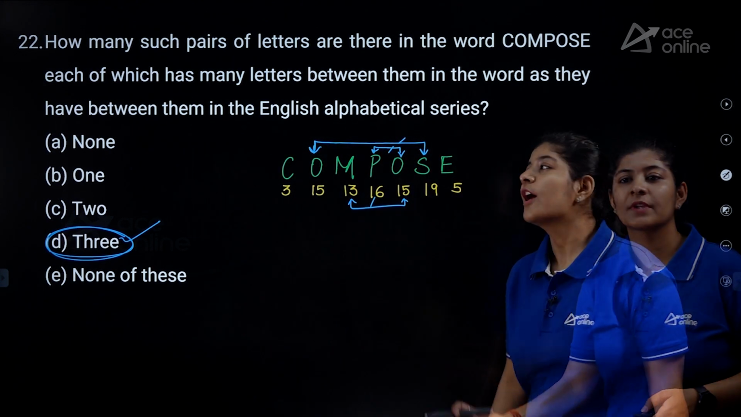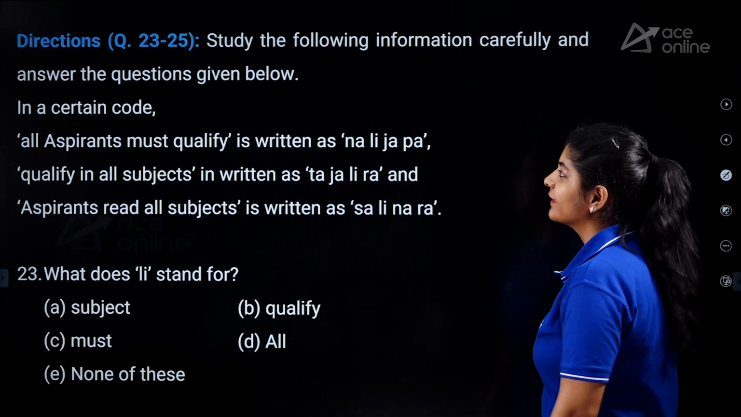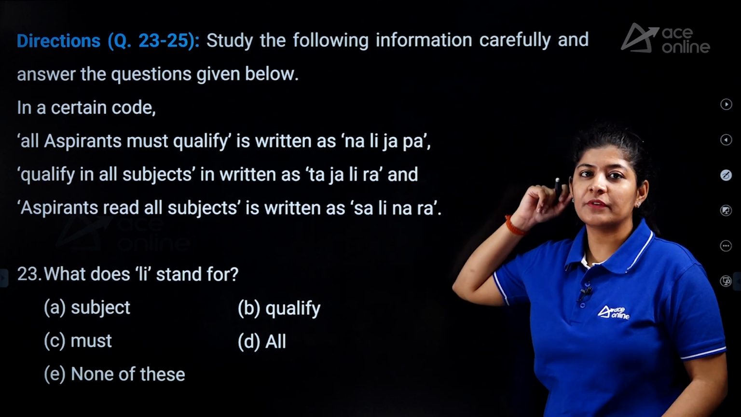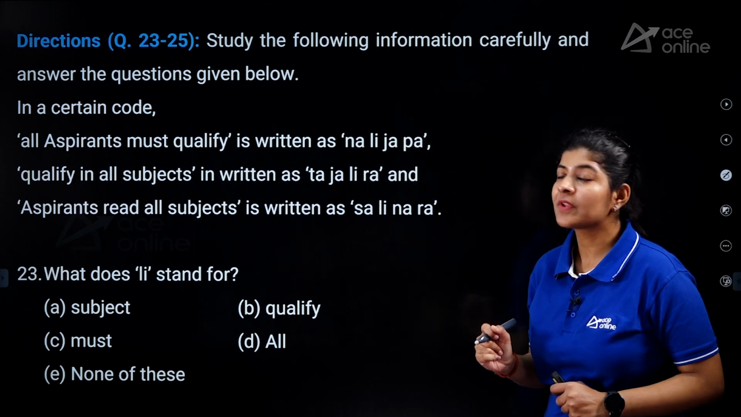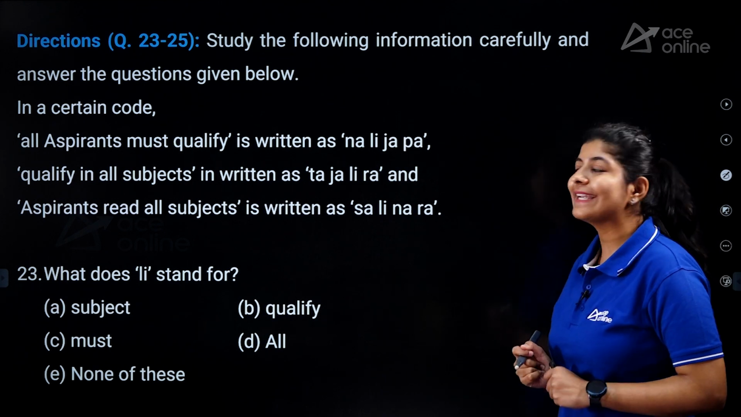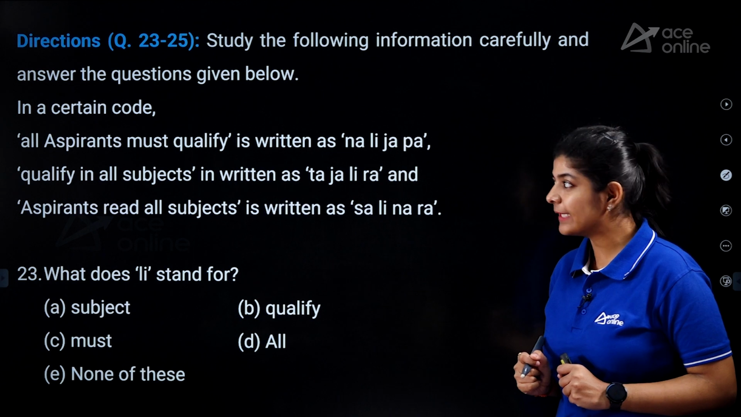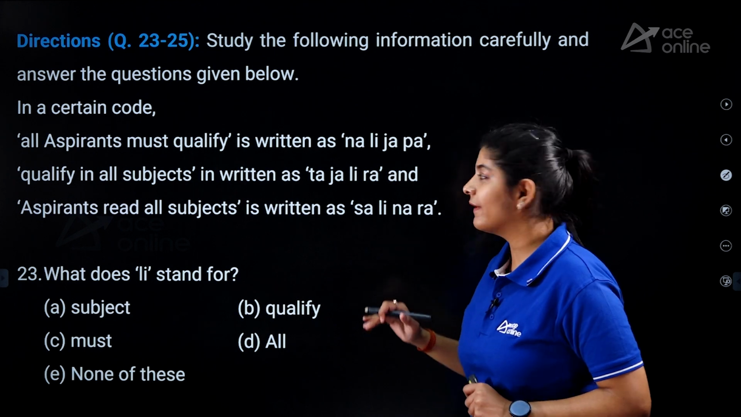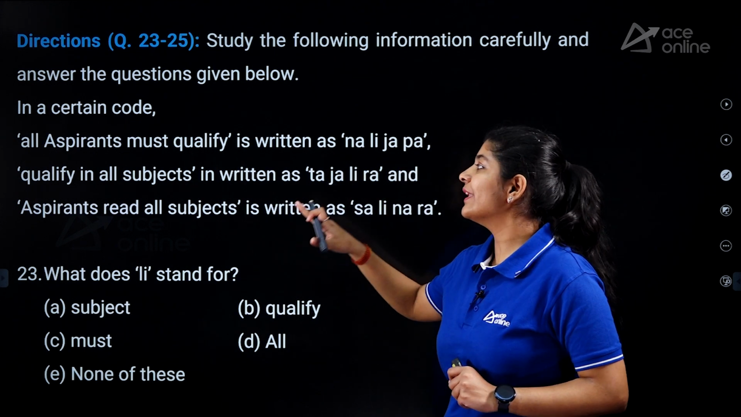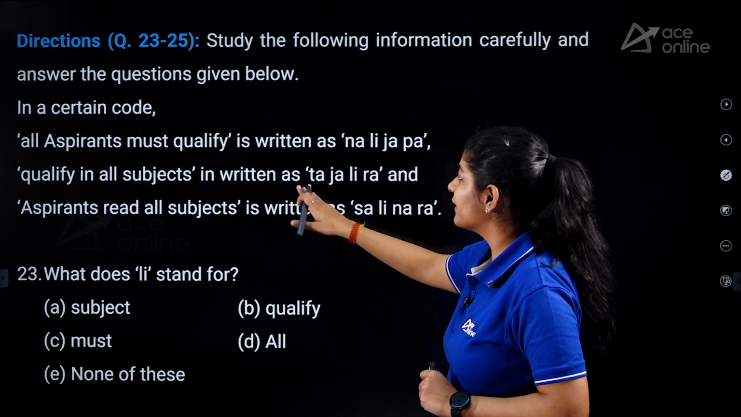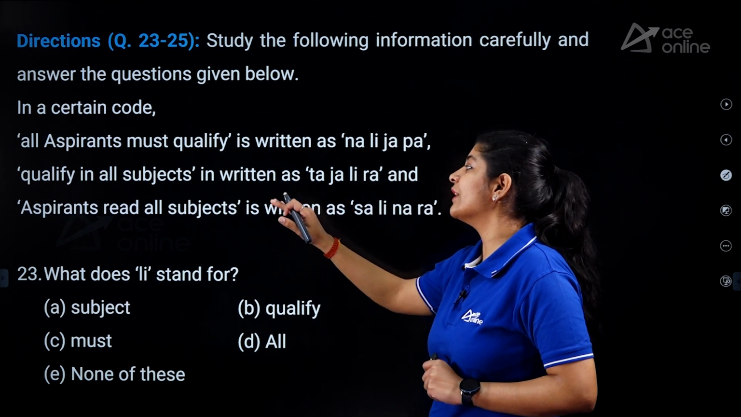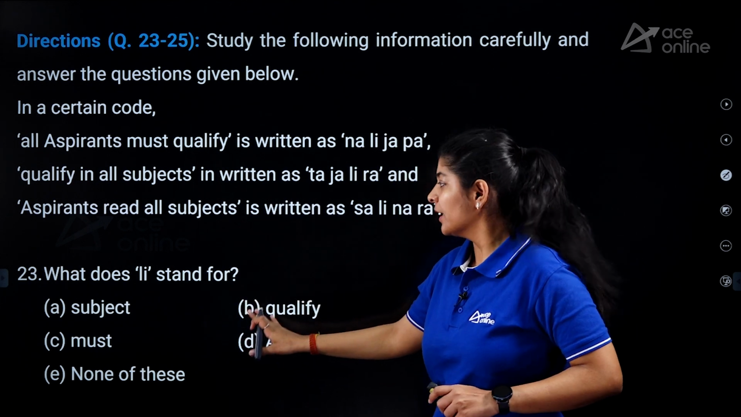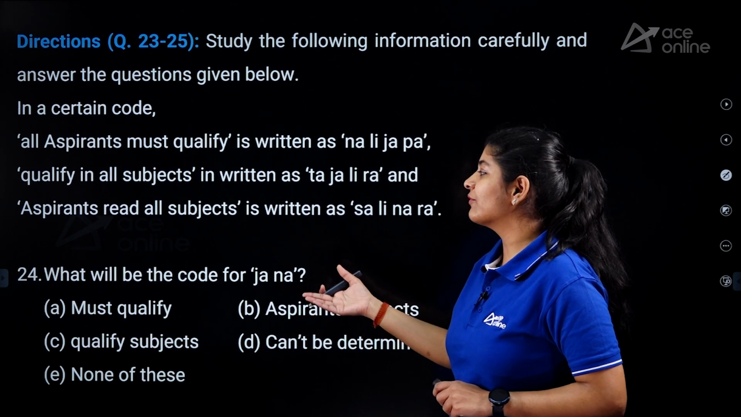Is it clear? So the next question that we are having over here is this one. Basically these are the directions for the questions from question number 23 to 25, and the question says that study the following information carefully and answer the questions given below, right? Here in a certain code, all aspirants must qualify is written as this one. Qualify in all subjects is written as this one. Aspirants read all subject is written as this one, right?